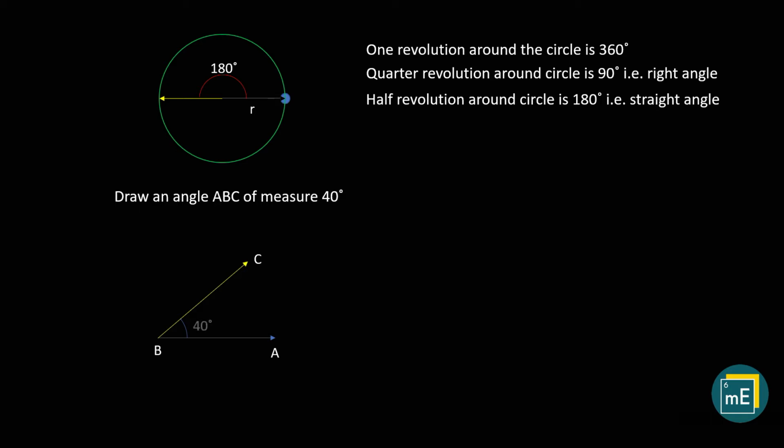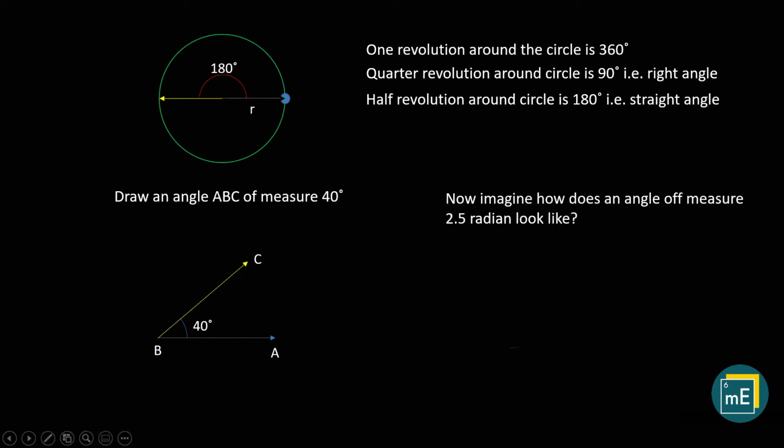Now imagine if somebody asks us to draw an angle which measures 2.5 radians. In the beginning, it does not give us any hint how this angle looks. Is it an acute angle or is it an obtuse angle? Now, the purpose of this video is to make the idea of angle measurement in radians more intuitive and get rid of the confusion which we have.